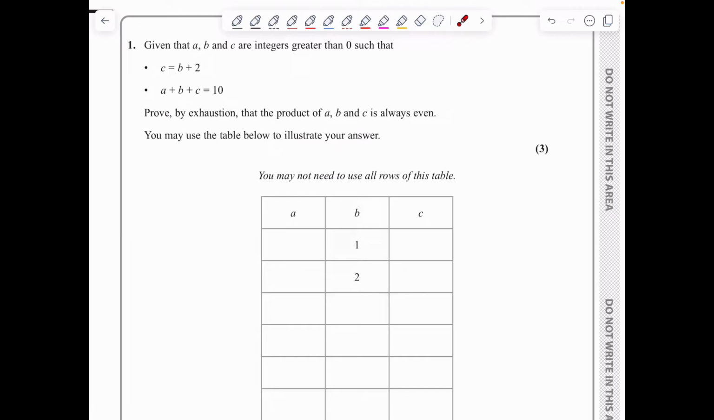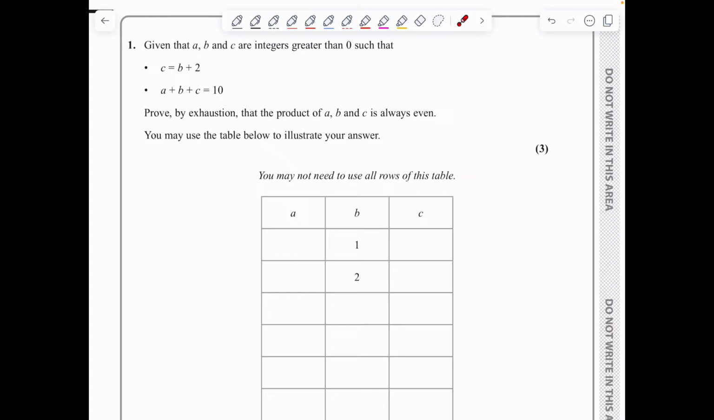In question 1, we're given that a, b, c are integers greater than 0 such that c is b plus 2 and a plus b plus c is 10. And we need to prove by exhaustion that the product of a, b, and c is always even. So we are provided with a table below that will help us illustrate our answer.